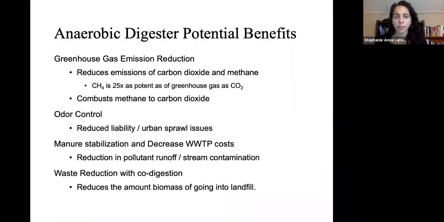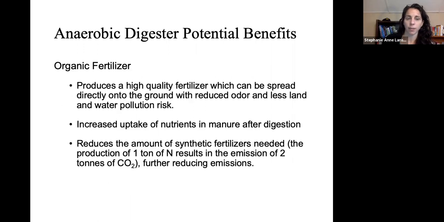Again, the potential benefits: it reduces greenhouse gas emissions. As I said, methane is about 25 times as powerful a greenhouse gas as CO2. And so by doing this, we collect it, and then we can combust methane to CO2. We can control odors. We can stabilize the manure and reduce wastewater treatment costs. A lot of wastewater treatment is taking those biosolids coming from the process out to the fields. If we have a digester, we're gonna have a lot less biosolids coming out because we're gonna digest those solids and turn it into CH4. And so it actually reduces your trucking costs. And it can, again, reduce the amount of biomass going into landfills.